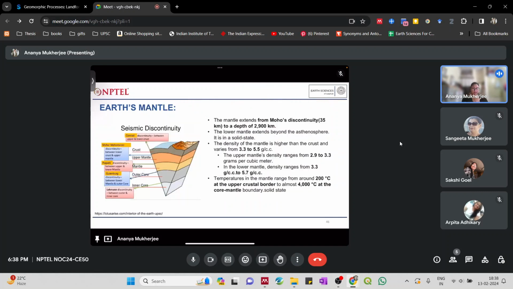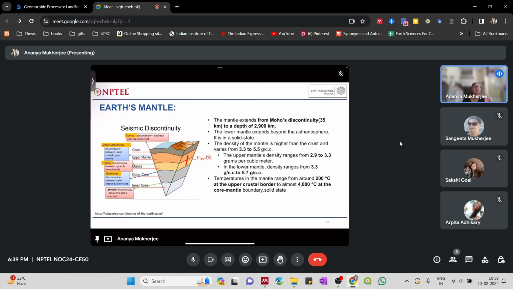Now we move to the Earth's mantle. The Earth's mantle extends from the Moho discontinuity up to the Gutenberg discontinuity. So this entire part is your mantle. This is based on the chemical, compositional variations, as well as where we observe changes in the properties of the P and S waves. So the lower mantle actually starts from below the asthenosphere.